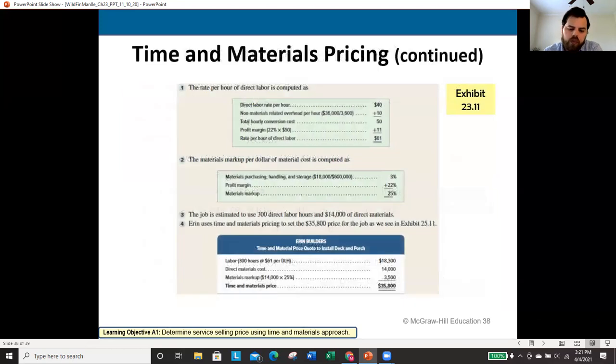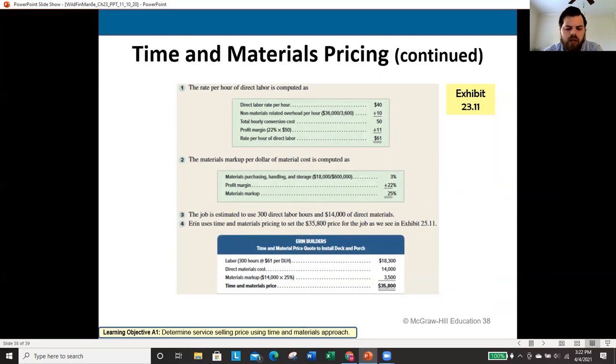So in this case, the rate per hour of direct labor, we'll see my direct labor rate per hour is $40. My non-materials related overhead, in this case, was $10. So that is an hourly conversion cost of $50. We'll then add in my profit margin of $11. That is a $61 rate per hour of direct labor. In this case, my materials markup per dollar, well, they told me that my materials handling and storage comes out to 3% of my cost. I want a 22% profit margin, so that materials markup is 25%.